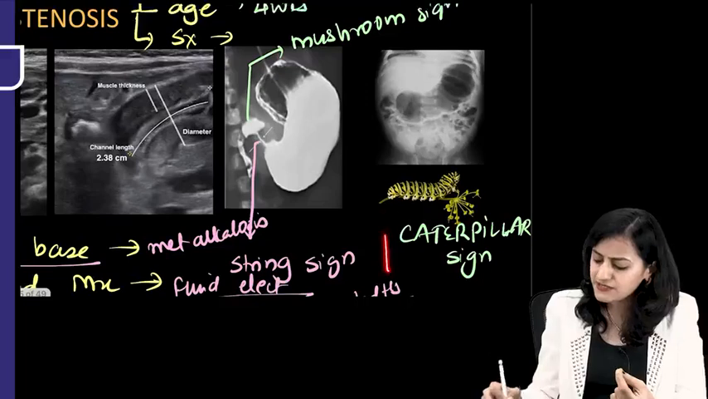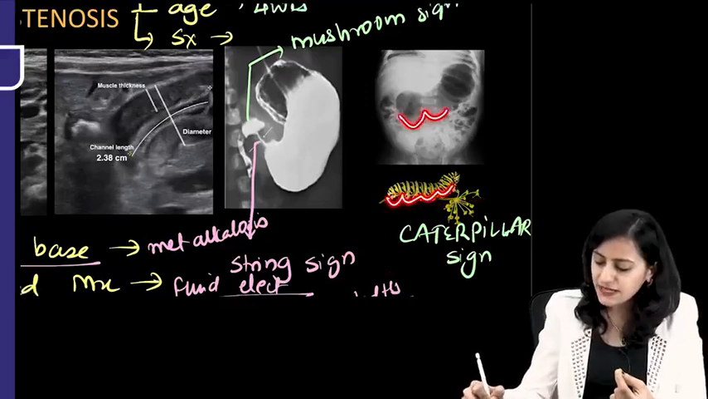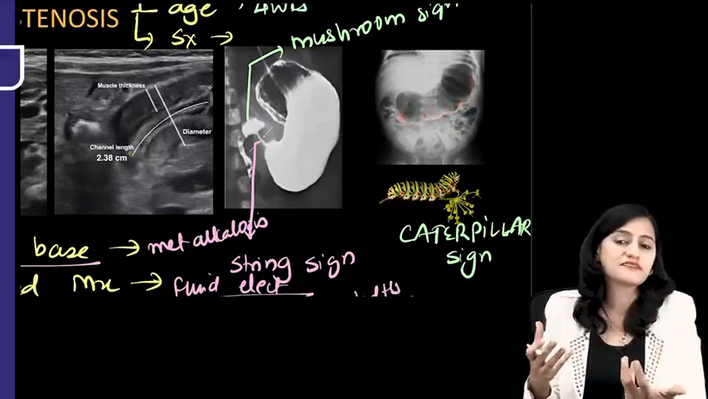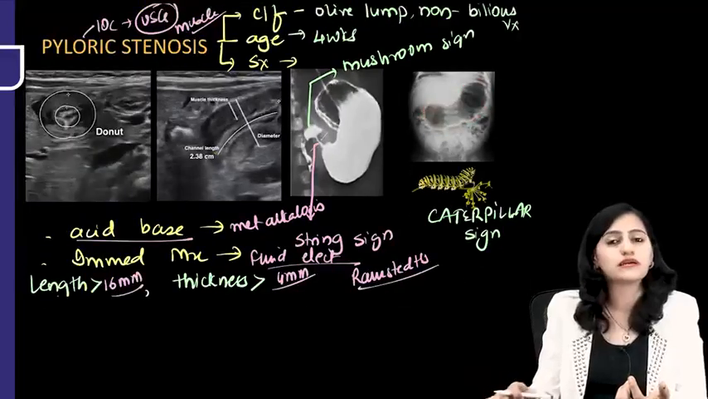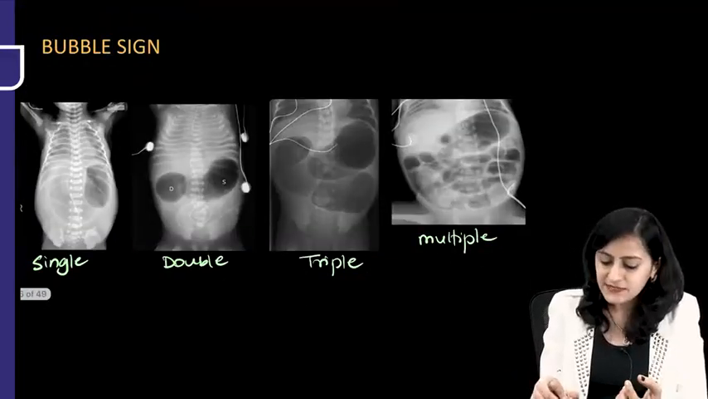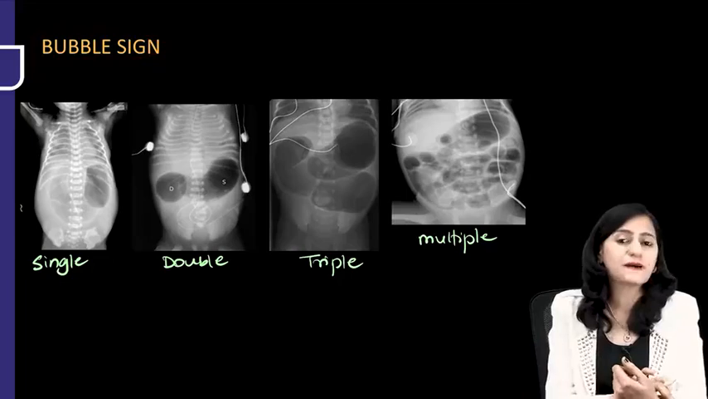The other sign in pyloric stenosis is the caterpillar sign. Like caterpillars, we get these prominent peristaltic waves in the stomach that give the caterpillar sign also in pyloric stenosis.